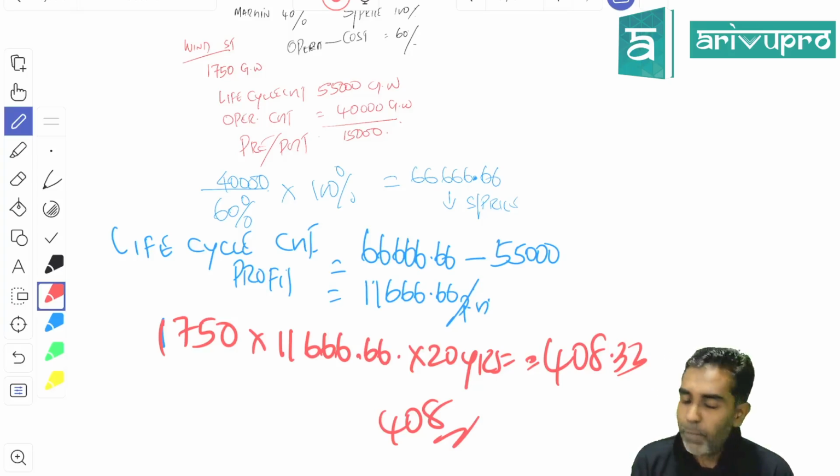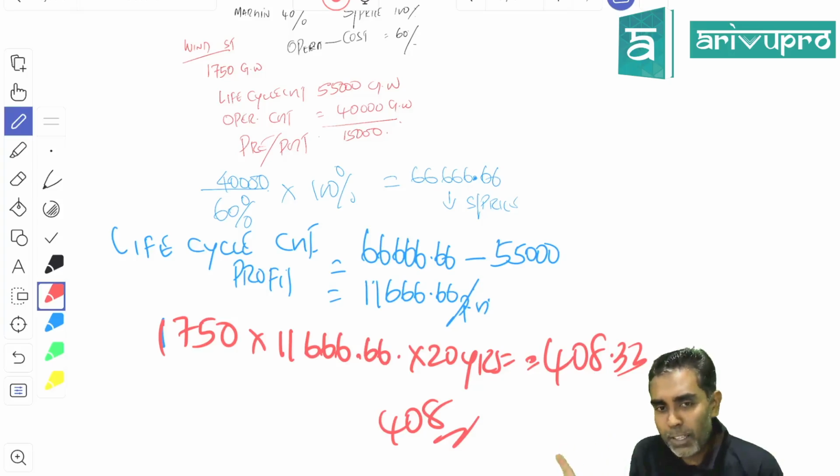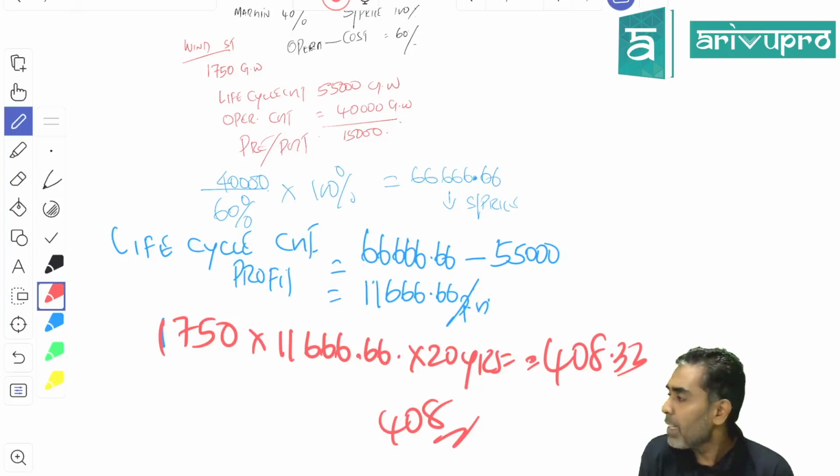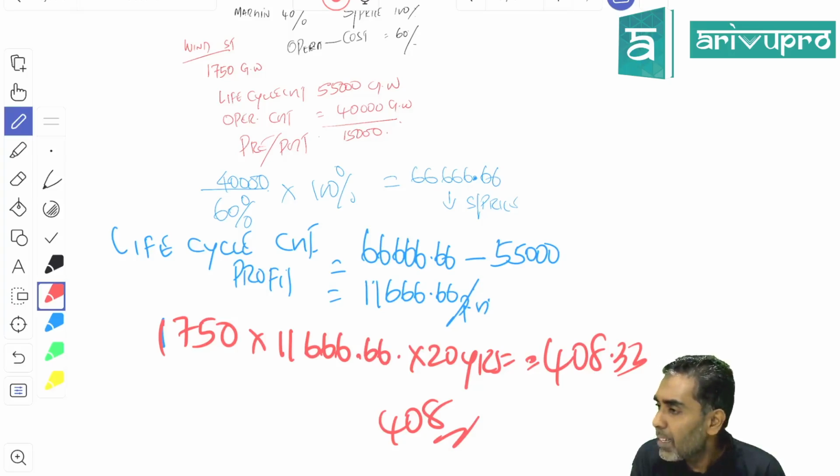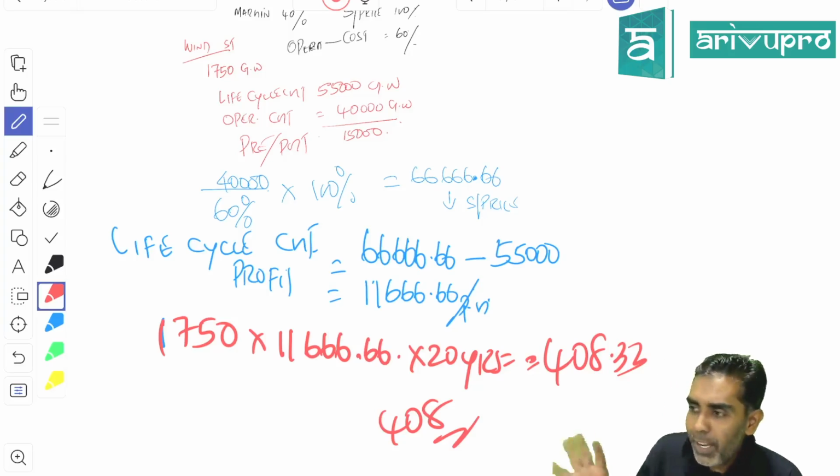Don't get confused. The 11,666 is in dollars, not in millions. Every 1 gigawatt, the company is making a profit of $11,666. Every year they make 1,750 gigawatts, so 1,750 times 11,666, for 20 years, gives the total profit of the wind station: 408.33 million throughout the life cycle, which is 20 years. Are you okay?